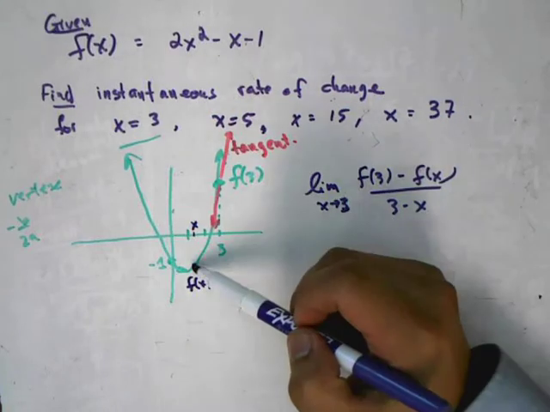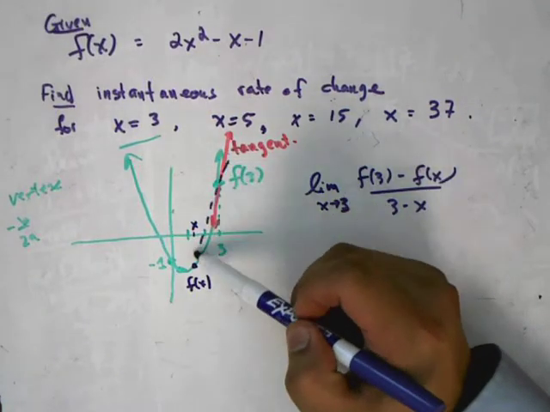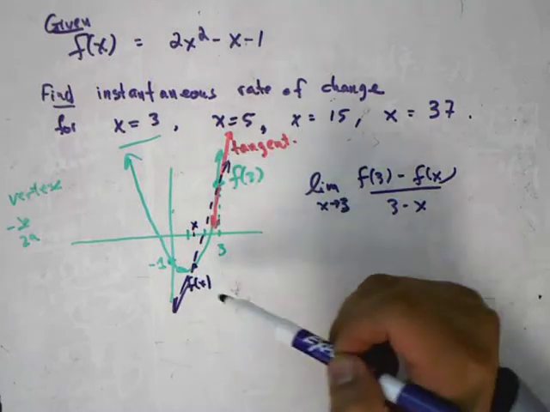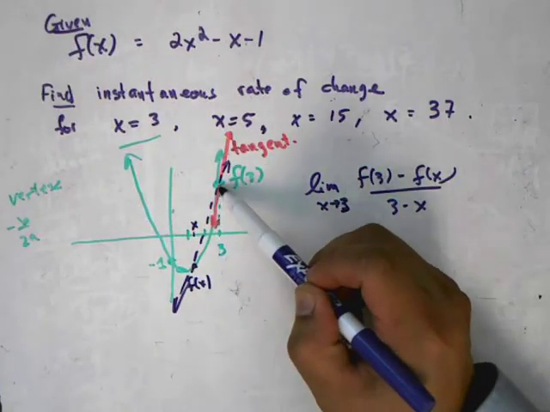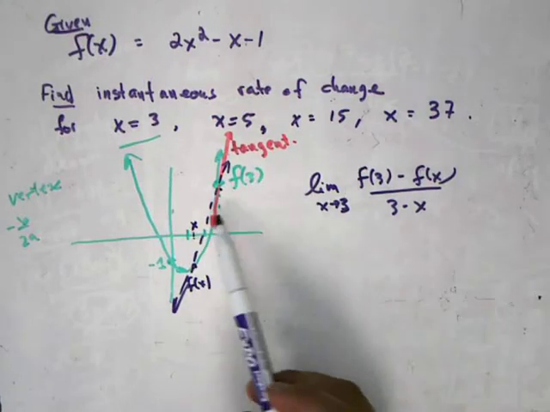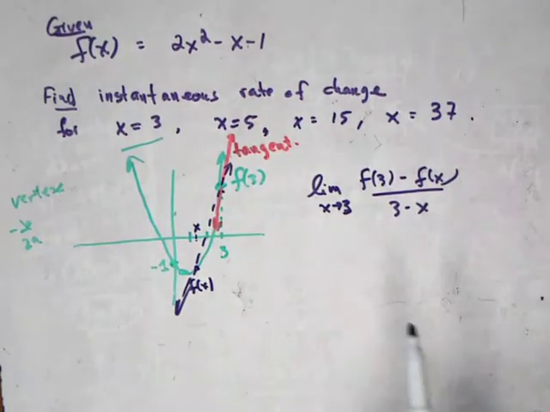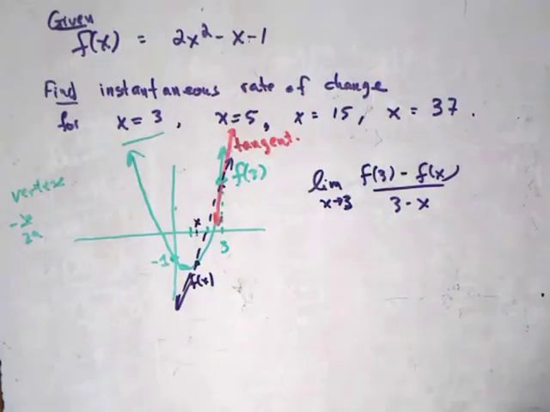In other words, I want to take this point here, and initially the estimate is some line right here, but I want to take this point and move it closer and closer and closer until it reaches this point. And that's what this limit is telling me. I'm going to move x until it gets close to 3. I can't make the substitution yet because it is going to lead me to division by 0.